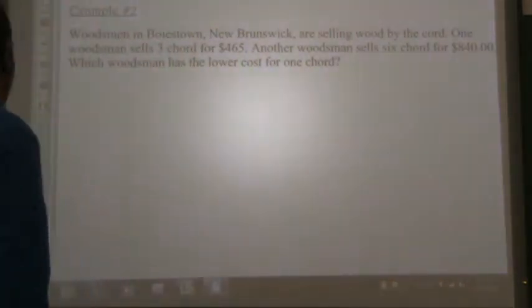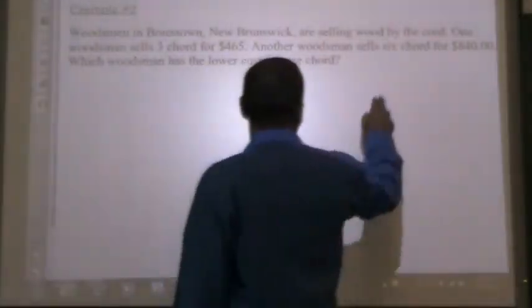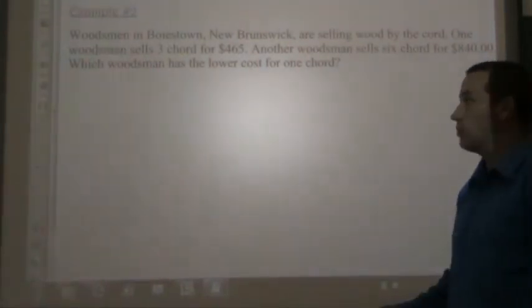All right. Example number 2, woodsman in Boys Town. The Brunswick are selling wood by the cord. One woodsman sells 3 cord for $465, and another one is going to sell 6 cord for $840. Which one is the better price for 1 cord? So again, it's unit pricing.